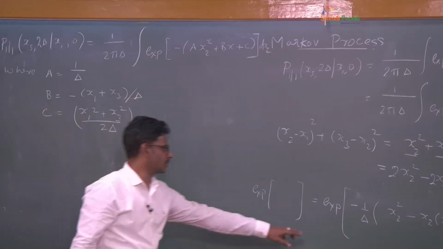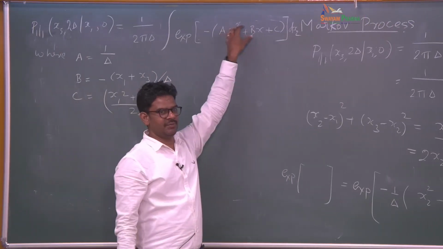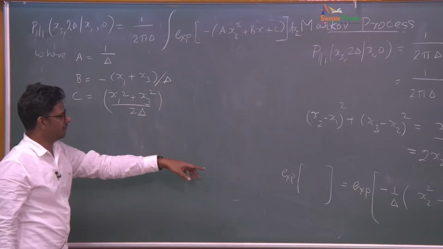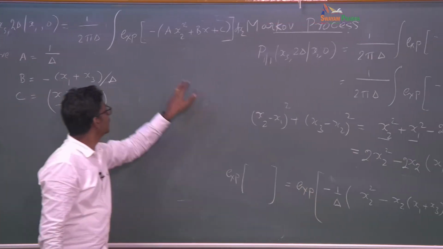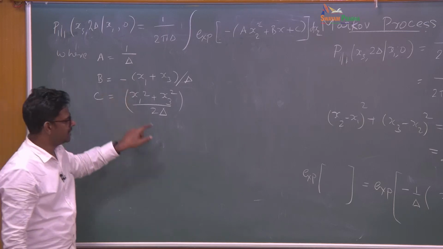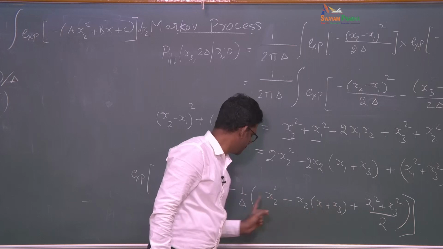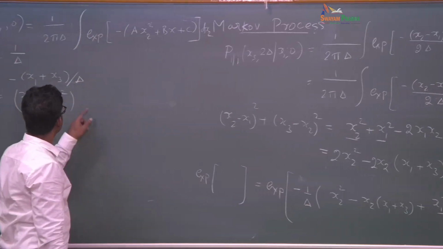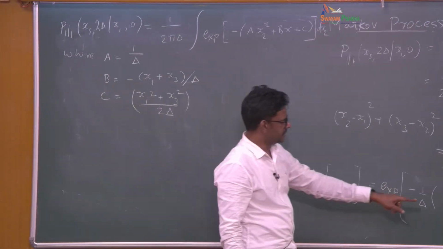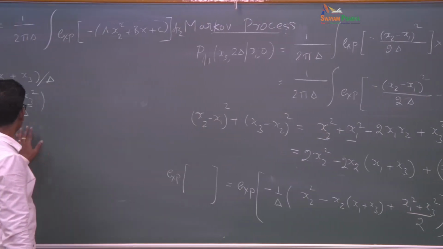Then if you see this quadratic form, I can write it simply as ax square plus bx plus c, where a, b, c are, if you match this equation with this, you will see that a is nothing but 1 by delta, and b is the linear term, that is minus (x1 plus x3) by delta, and the last term, the constant c, is this: (x1 square plus x3 square) by 2 delta.